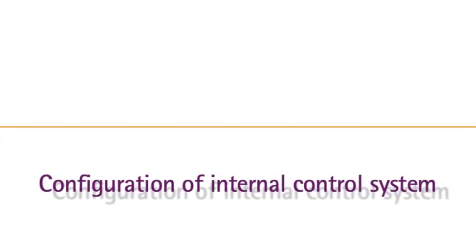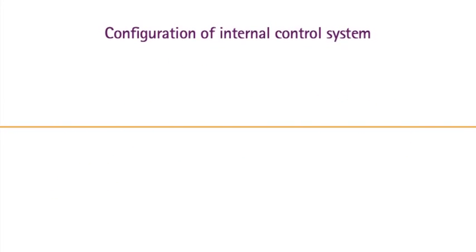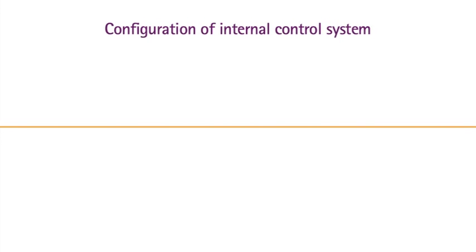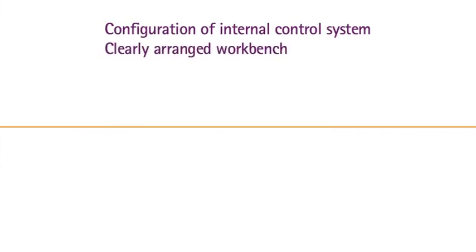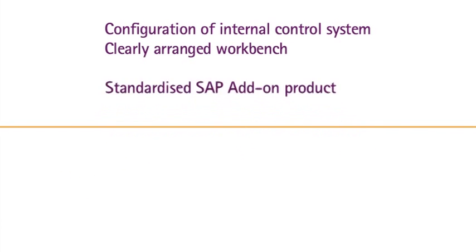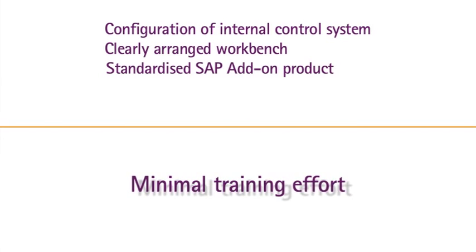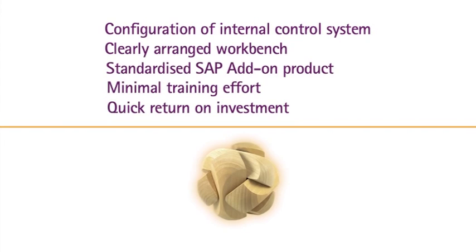The Accenture Audit and Compliance tool helps to improve the quality of your HR data significantly by supporting the configuration of an internal control system. The clearly arranged workbench supports the user by improving the management and control of exceptions. The Accenture Audit and Compliance tool is a standardized SAP add-on product, which requires minimal training effort. The tool has been proven to provide a quick return on investment, rather than programming and maintaining company-owned bespoke test programs. To convince you, we can offer you a trial of the Audit and Compliance tool, installed directly on your system for use against your own data.